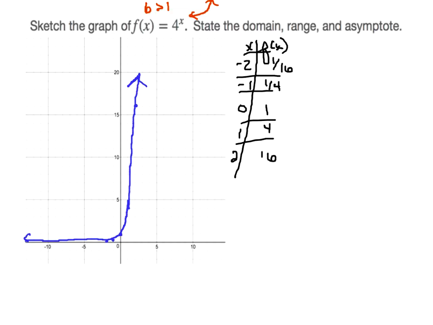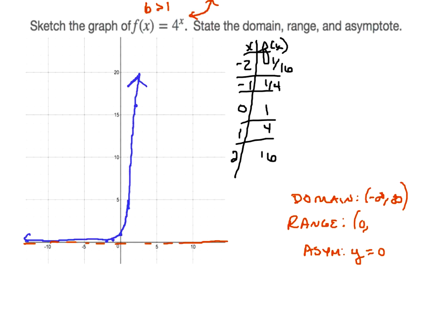That one wasn't as bad as a 0.25, huh? Still not great, but not nearly as bad. Here's my horizontal asymptote at y equals 0. We have a domain, nothing's changed, negative infinity to positive infinity. And a range from 0 through positive infinity.